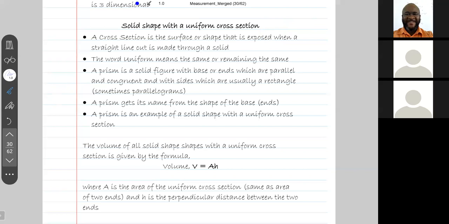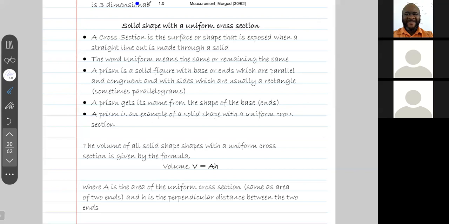Guys, from the title, the word uniform means the same or remaining the same. That is why when we go to school, they say we wear a uniform. It means that everybody wears the same thing. So if you're talking about a solid with a uniform cross-section, what we are saying is that for the length of the solid, the cross-section is always the same.